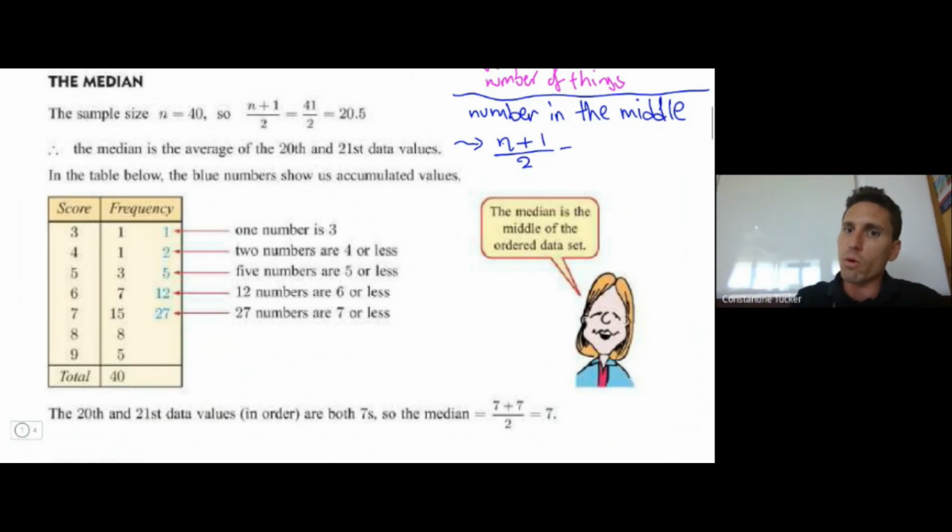Here n is 40. N is the number of things. In this case, there are 40 things. So if we do 40 plus 1 divided by 2, let's see what we get from that.